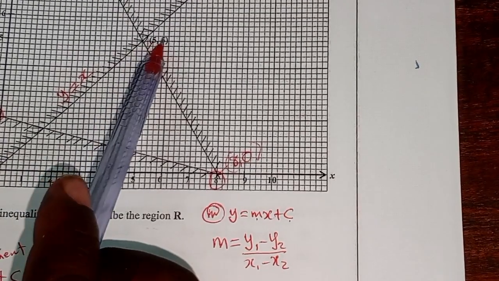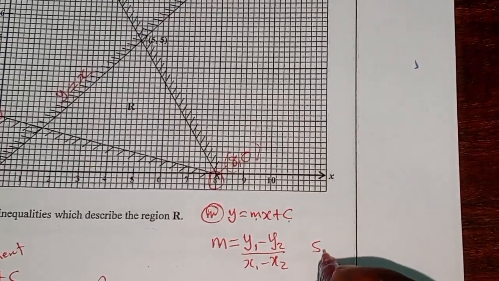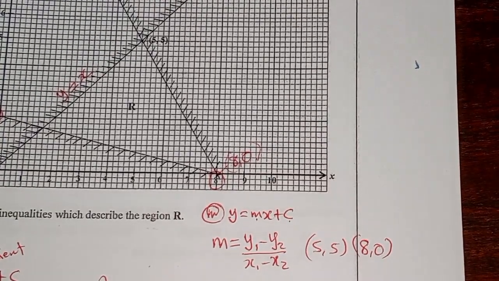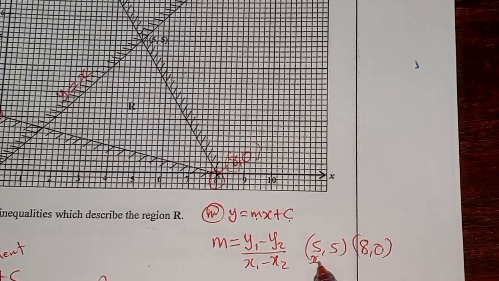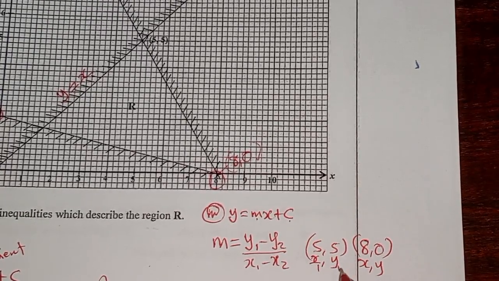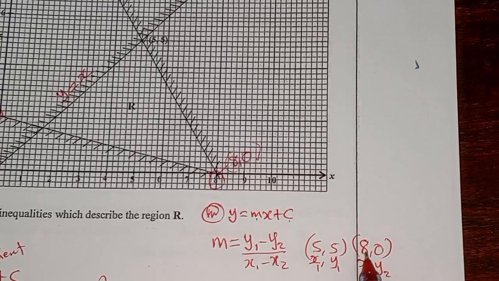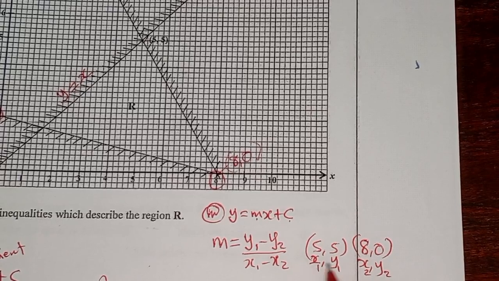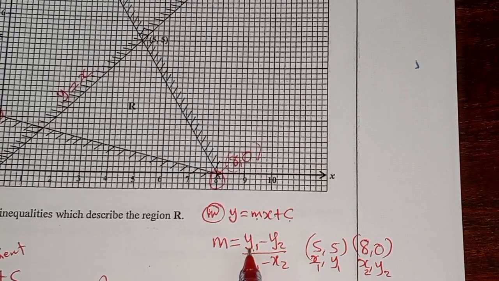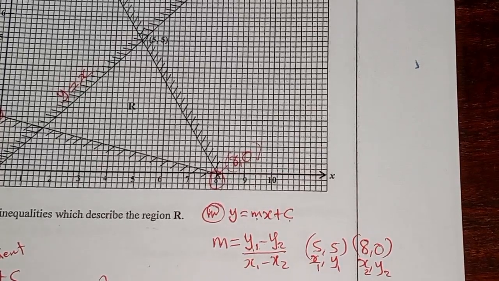So now we already have 5, 5 and 8, 0. So I have 5, 5 and 8, 0. Remember that a coordinate is always x, y. So if this is x1, this is y1. This is x2, this is y2. Don't forget, this can be x1, y1, x2, y2. There is no problem. The answer is just the same. Just like the formula, I can say y2 minus y1, x2 minus x1. The answer is just the same.